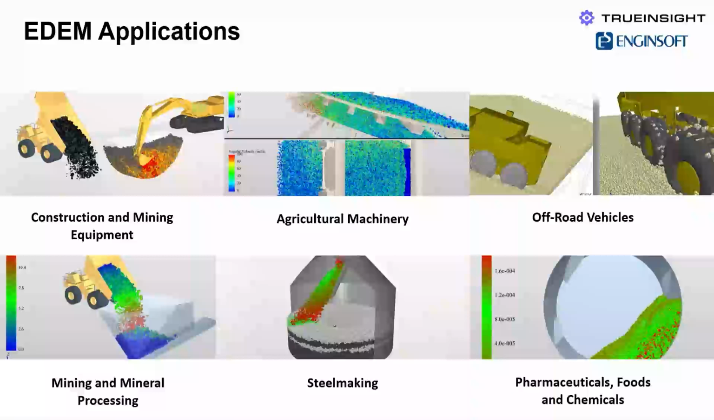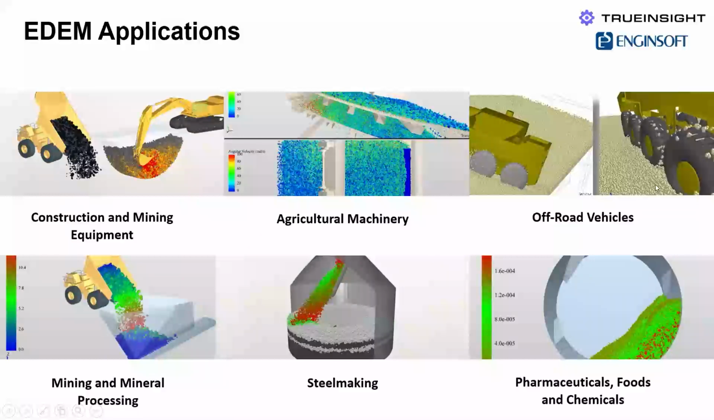So let's look at some applications here. We have construction mining equipment. And again, the focus there is looking at the behavior of the bulk material, either as it's moving through an operation or as it's being manipulated by machinery. We have agricultural machinery applications, looking at the behavior of the crop that's being harvested. So it could be grains, it could be like strands of straw or hay, different things being manipulated with the machinery and understanding the behaviors.